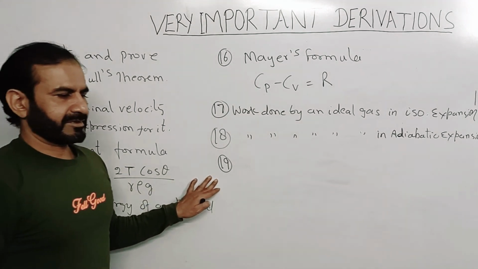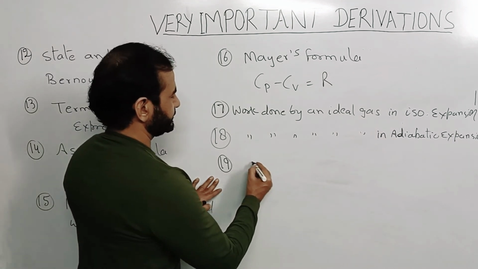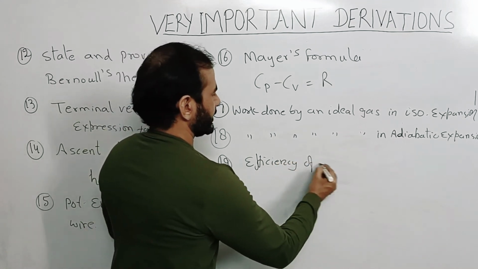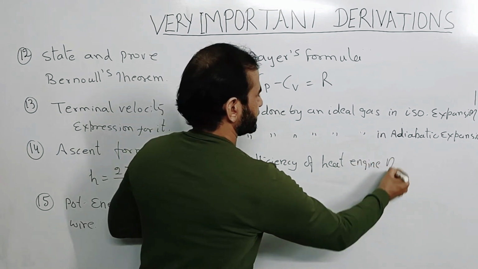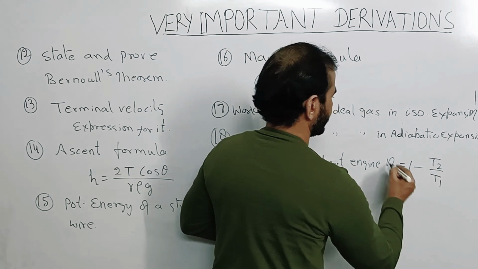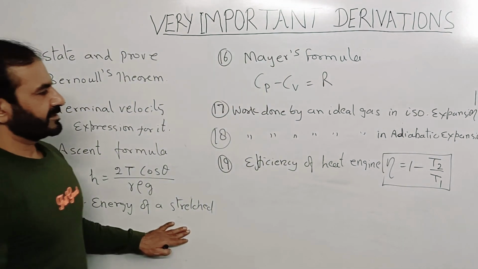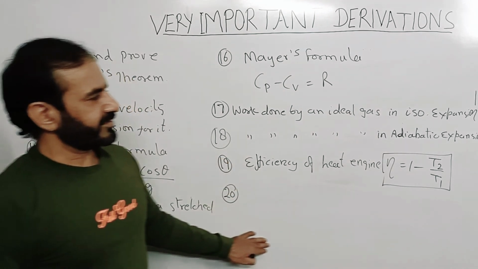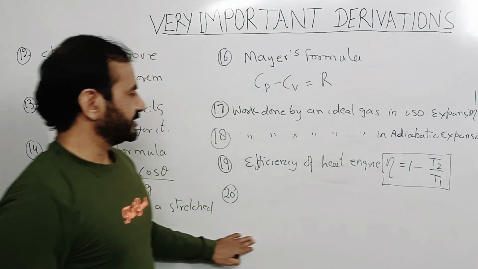Next, second law of thermodynamics, efficiency of heat engine. Efficiency of heat engine. Eta equal to 1 minus T2 upon T1. This formula is also very important. There is one more formula, eta equal to 1 minus Q2 upon Q1, but its derivation is more important.